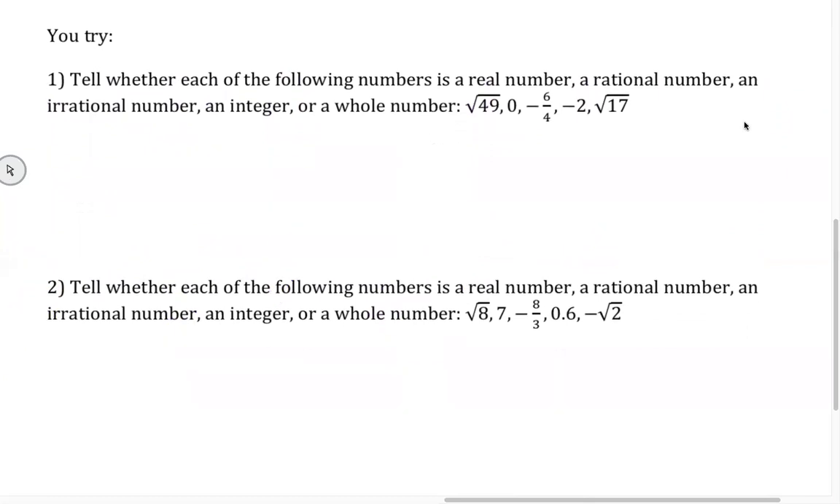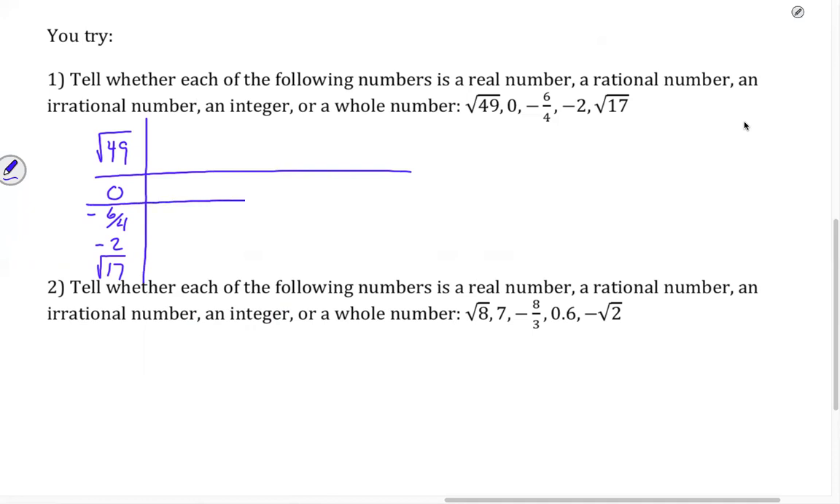Tell whether each of the following numbers is real, a rational number, an irrational number, an integer, or a whole number. So this is how we're going to do it. Square root of 49, 0, -6/4, -2, and the square root of 17. I think you guys can see where I'm going with this.